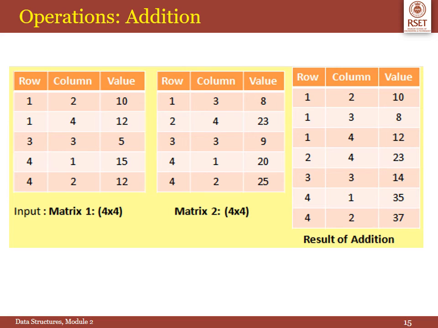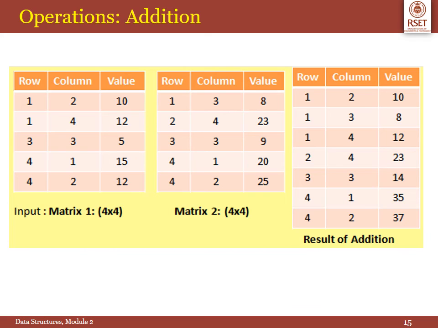Now both the matrices are pointing to the second row. Okay, now we will compare: the row number is 1, then the other side row number is 2. Row number itself is different, so I'll copy the smallest row number entry, that is, I'll copy 1, 4, 12 to the resultant. I'll advance to the next row in the first matrix.